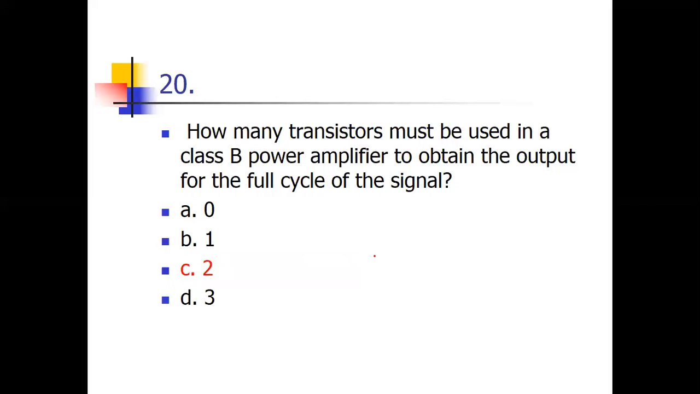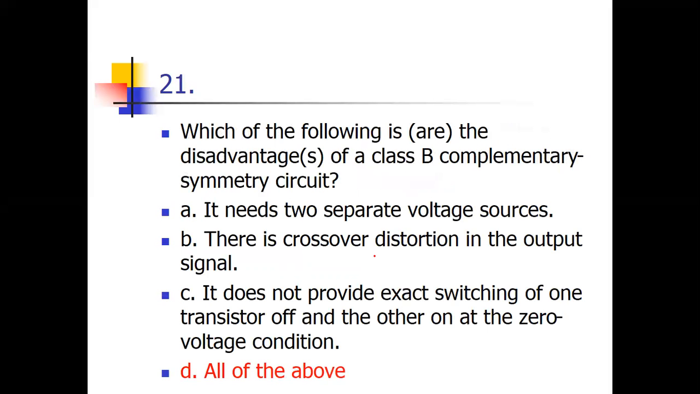How many transistors are used in a class B power amplifier? If you watch the circuit, there are 2 transistors. Now next is, which of the following are the disadvantages of class B? In the class B symmetry push-pull amplifier, one disadvantage mainly is crossover distortion. It needs 2 separate voltage sources. Yes, 2 transistors, 2 separate voltage sources.